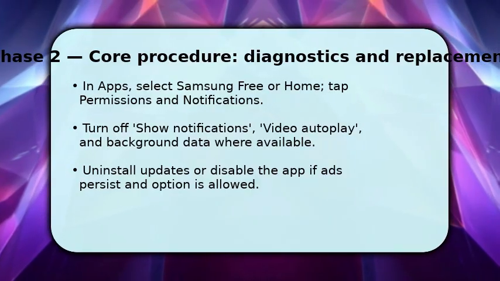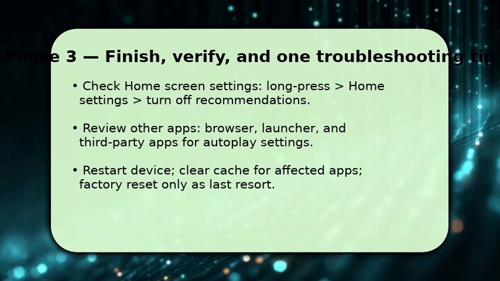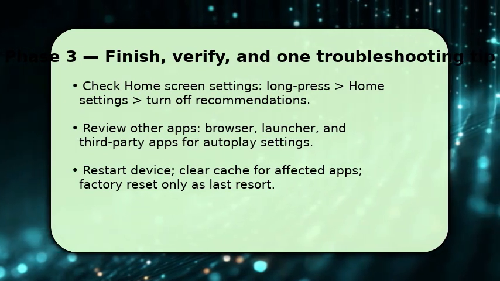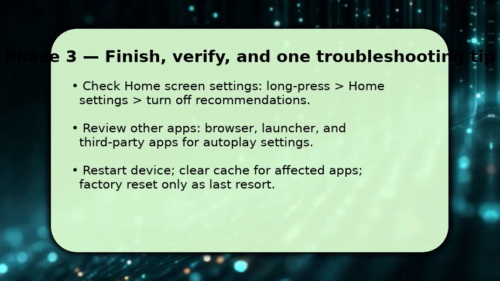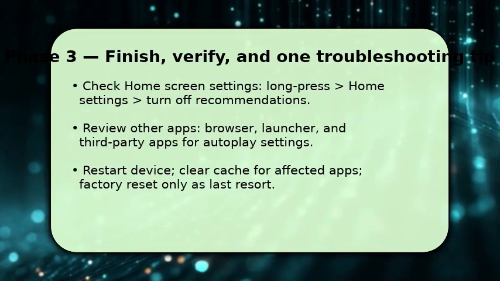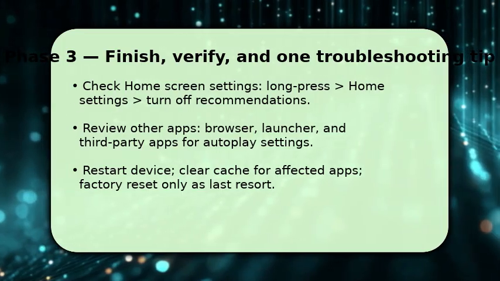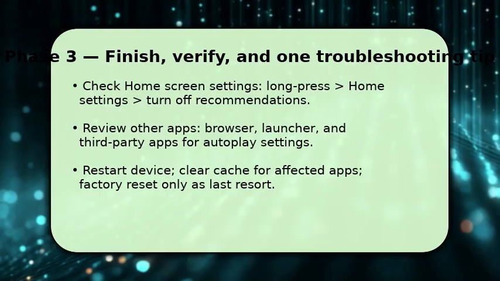Finish by cleaning related settings so ads don't return. Long press the home screen, open home settings, and turn off recommendations to remove promoted content. Then audit browsers, launchers, and third-party apps for autoplay or ad permissions and disable them. Restart your phone and clear caches for apps you changed to ensure settings apply.